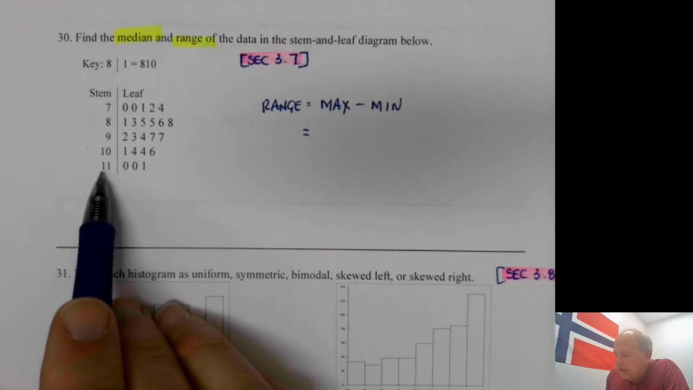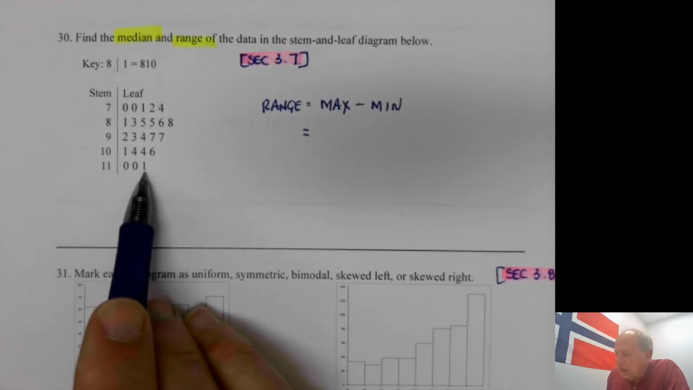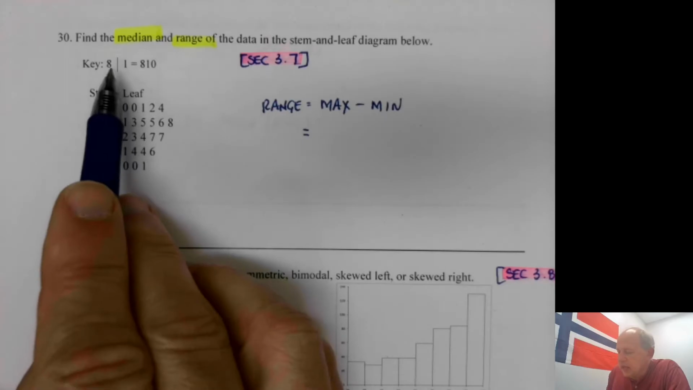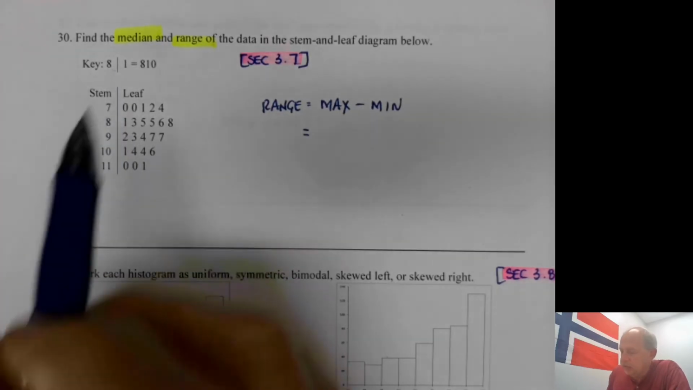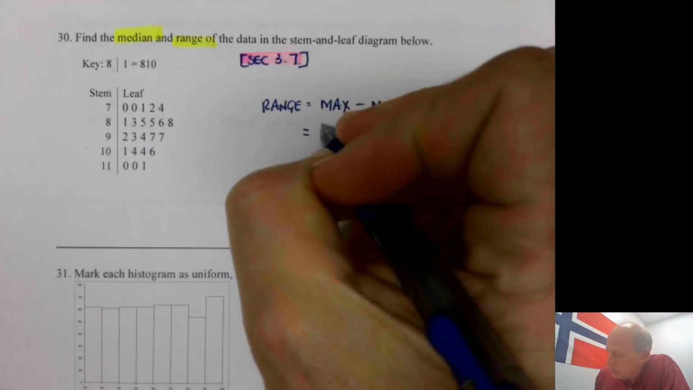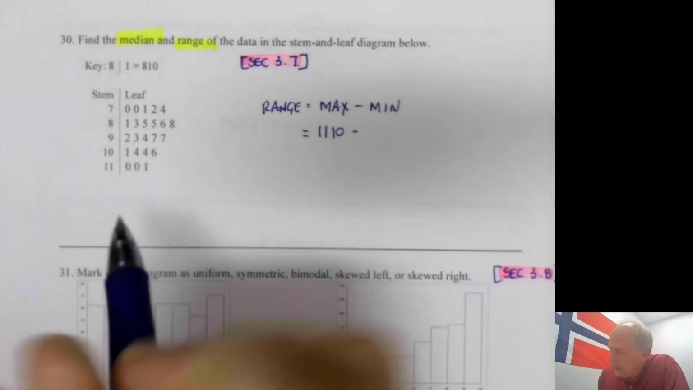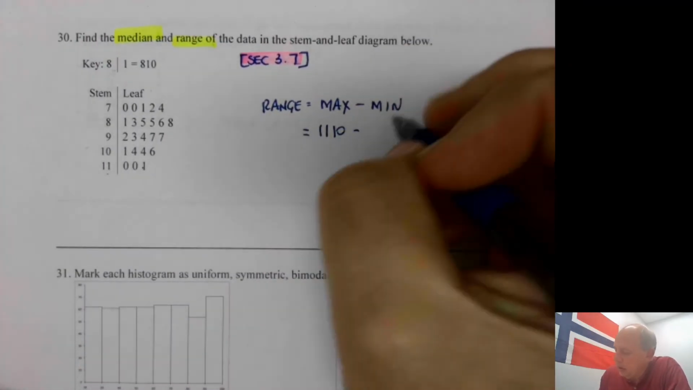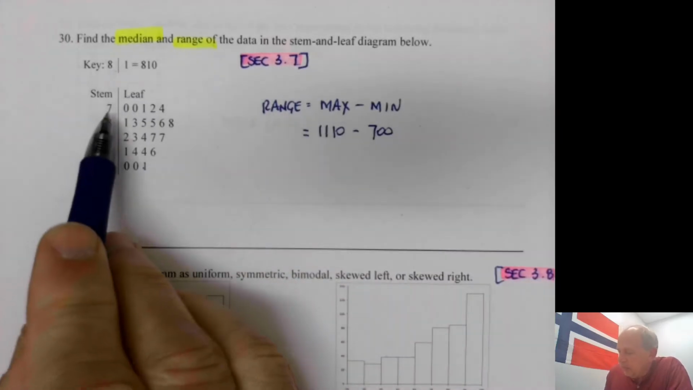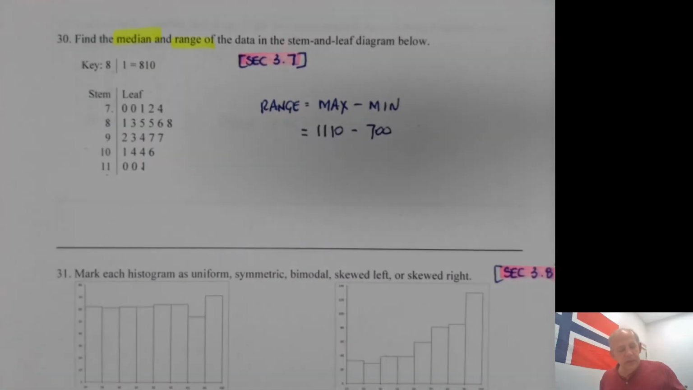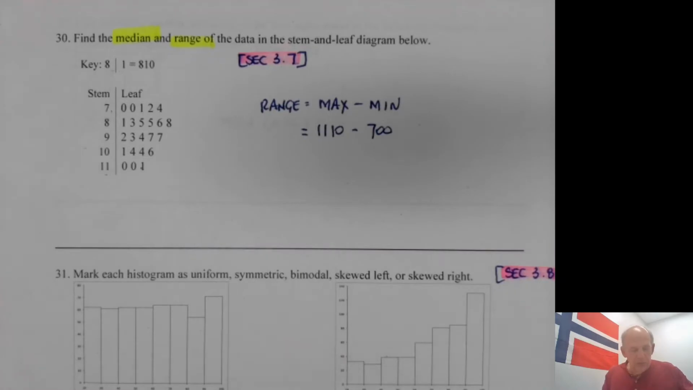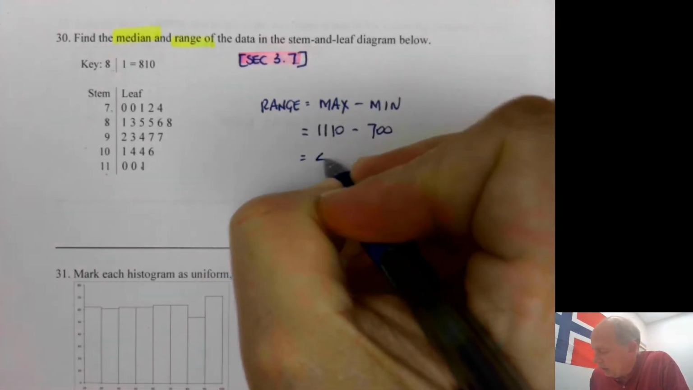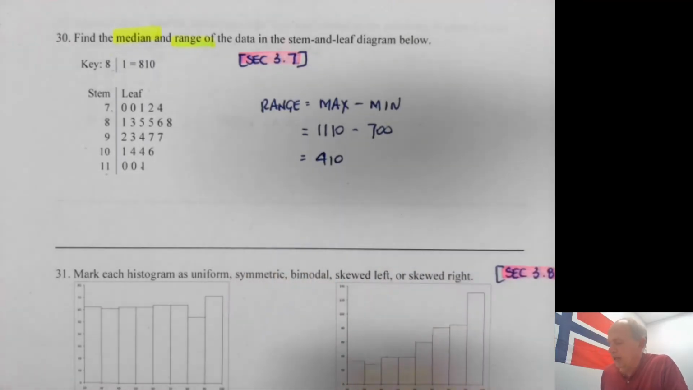The maximum value is 11 bar 1, 1110, because 8 is in the hundreds place, 1 is in the tens place. So I have 1110 minus my minimum value, which is 700, 7 bar 0, which would be the case for the smallest value. So what I'm going to do from here is subtract those two values, get a range of 410.